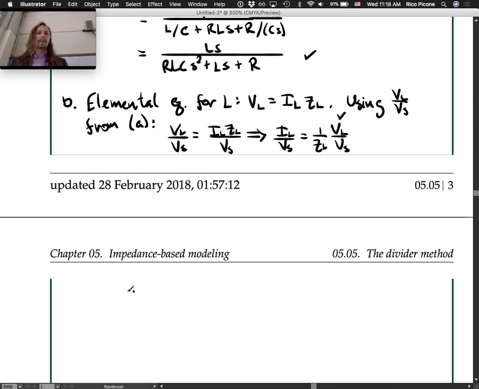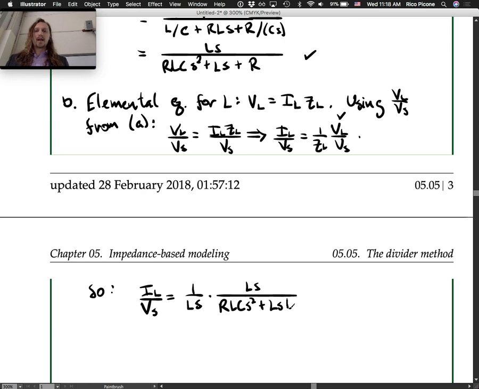So IL over VS is just equal to, so 1 over ZL is 1 over LS, times the result from before, which was LS over RLC S squared plus LS plus R, right?